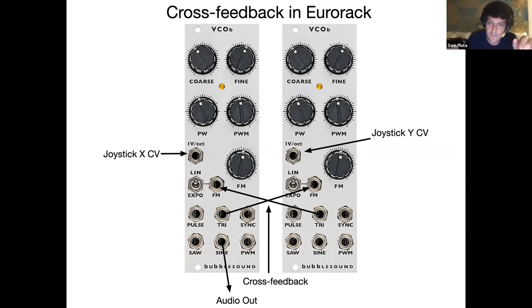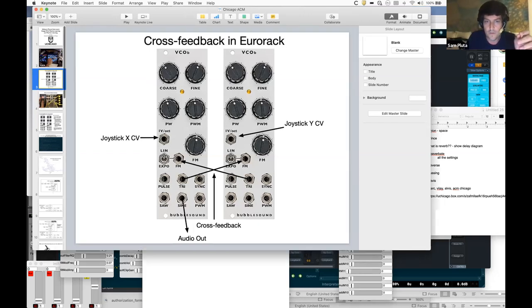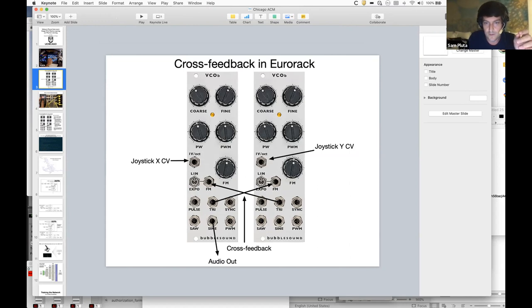What it is, you take the output of one oscillator, the triangle wave here, and it goes out into the input of the frequency modulation of this oscillator. Now I'm going to take the output of that oscillator right here and go into the frequency modulation of this oscillator. So this oscillator is affecting this oscillator, and this oscillator is affecting this oscillator.